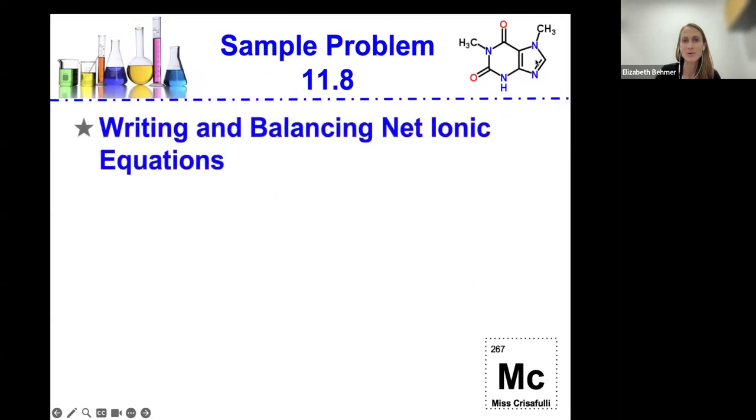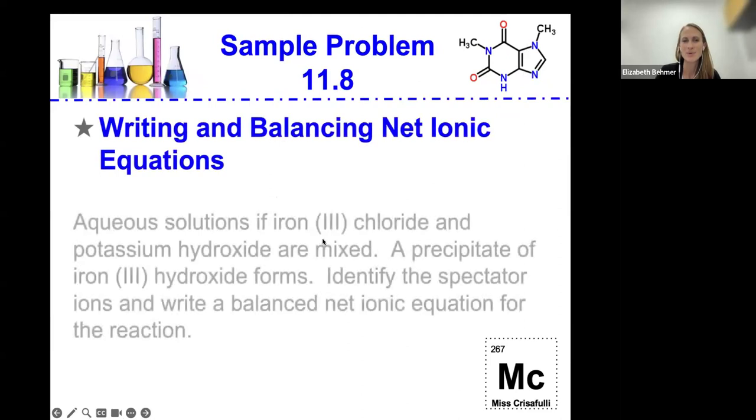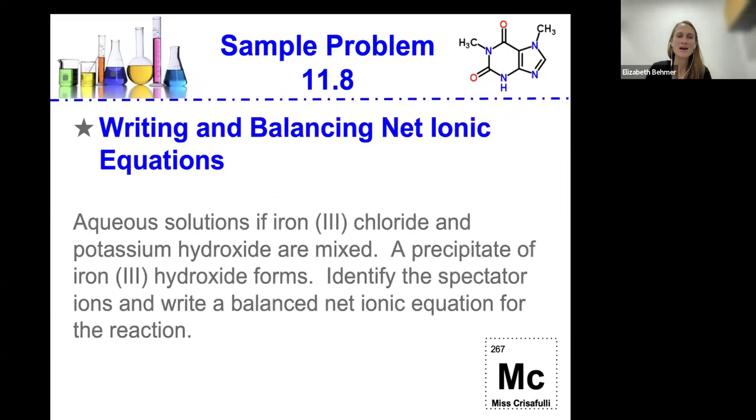So let's go through a sample problem. We'll write and balance a net ionic equation in this sample problem. Aqueous solutions of iron 3 chloride and potassium hydroxide are mixed, so they're both aqueous. A precipitate, that means a solid, of iron 3 hydroxide forms. Identify the spectator ions and write a balanced net ionic equation for this reaction.